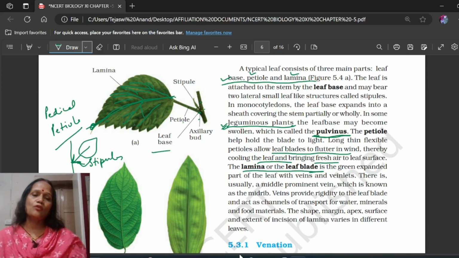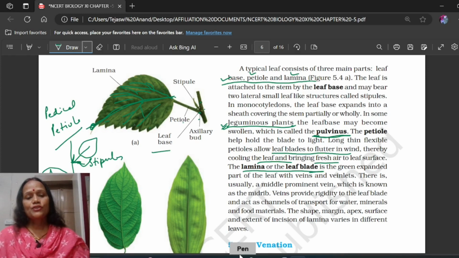But here in the leaves of maize or banana, you will find that parallel types of veins are present. These parallel veins are called parallel venation. If we are talking about the leaves of banana, then we can find here that these are parallel venation.